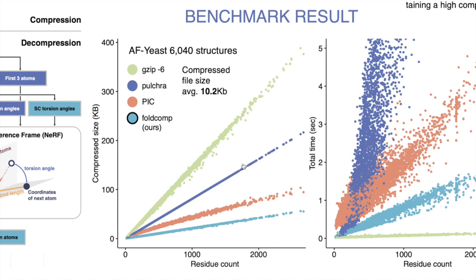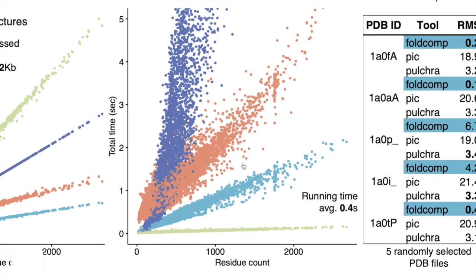The average output file size for FoldComp is about 10.2 kilobytes, which is 10 times smaller than the original file. The compression and decompression speed of FoldComp was the second fastest after gzip. Though PeRCRA didn't take much time in compression, it was the slowest in the decompression part. However, PIC was faster in the decompression step than our tool, but it took much time in the compression.